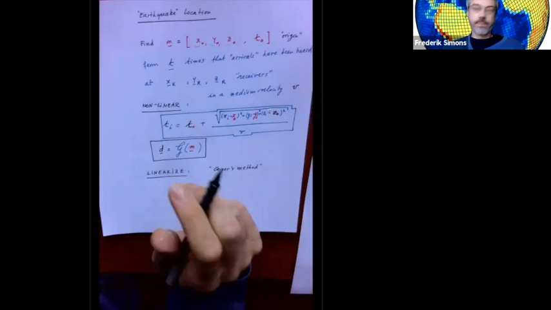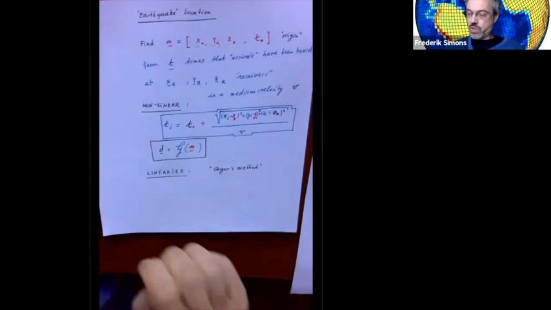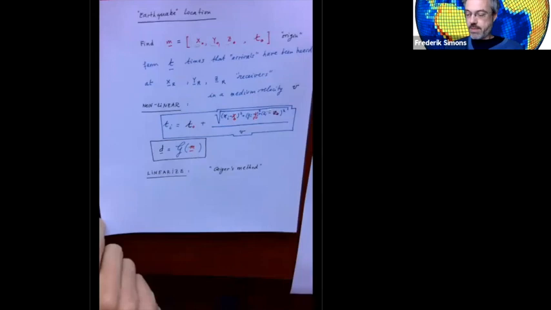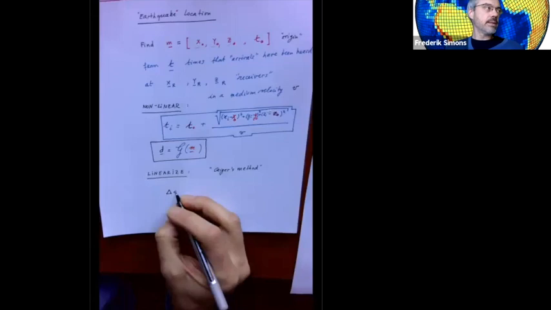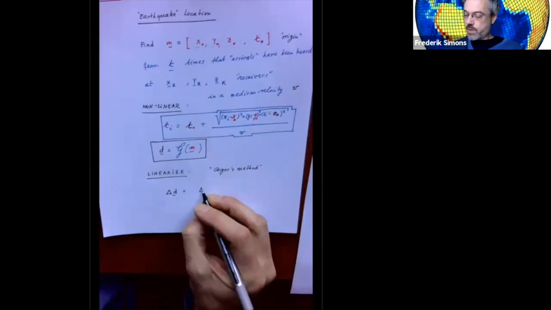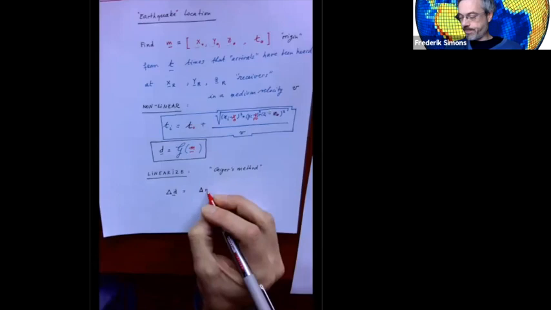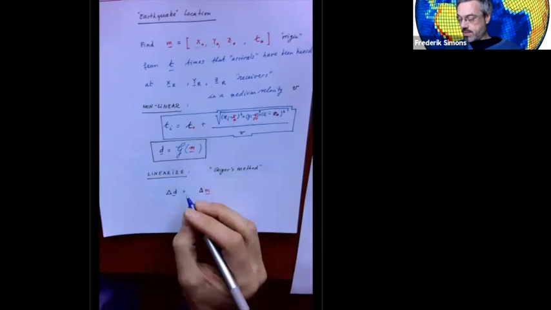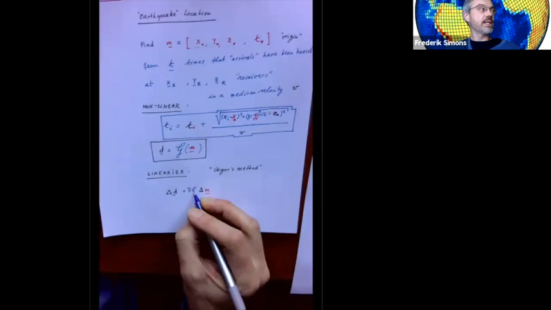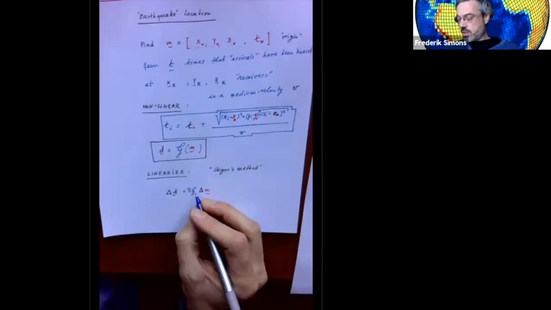It literally just says, let us not solve for the M that minimizes D minus GM in the traditional way, but let's find a delta M, an update to an initial guess, knowing that the gradient of curly G is the relation between how a change in model parameters relates to a change in the data.